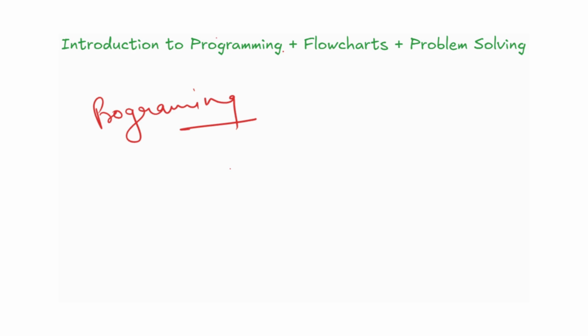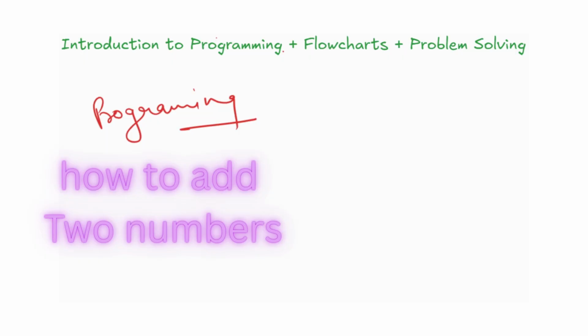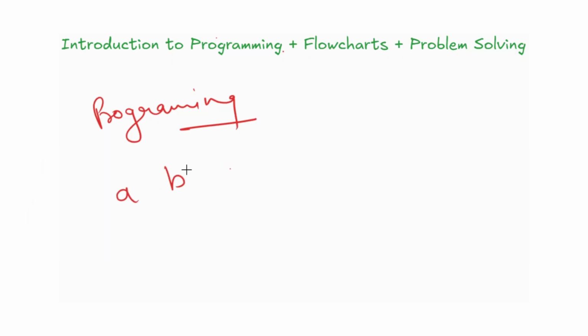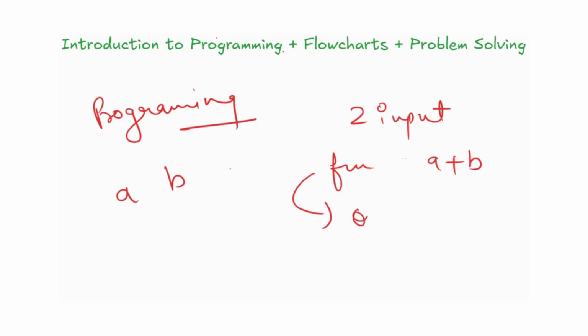So suppose you want the computer to add two numbers A and B. What do you do? You can create a program in such a way that it takes two inputs first of all. Then there will be a function which will add A plus B, and then it will give the answer, or output, I can say, right? So there are three steps included to solve this problem. That's the basic idea behind every big program.